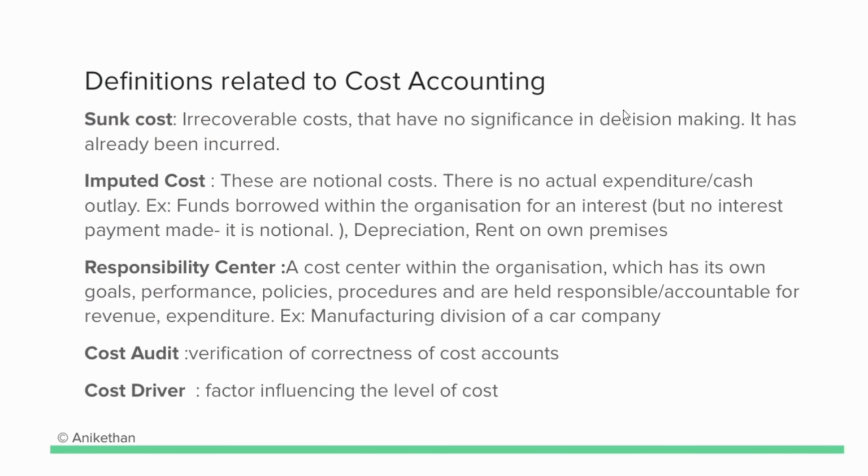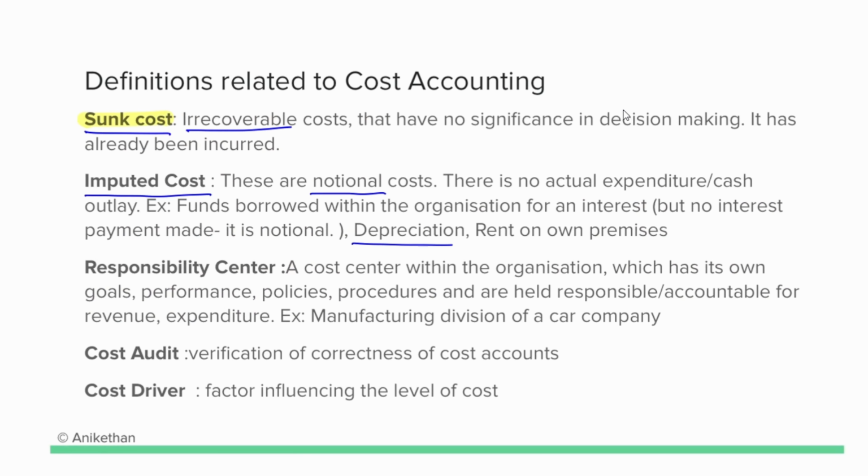Some more definitions. Sunk cost. What is sunk cost? Sunk means which is already gone. That means it is irrecoverable and it has no significance in decision making of the organization. This is already incurred, so we will not incur it again and we will not consider it again for decision making. Next is imputed cost. It is an imaginary cost or notional cost. That means there is no actual expenditure happening. For example, when you are purchasing raw material, there is actual cash you are paying to the supplier. But in imputed cost, there is no actual expenditure. For example, you have depreciation. You have purchased machinery. Because of its use, wear and tear, it has to be depreciated.